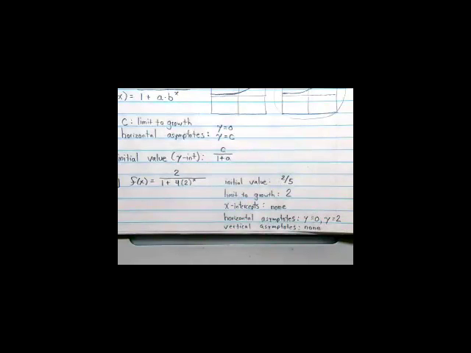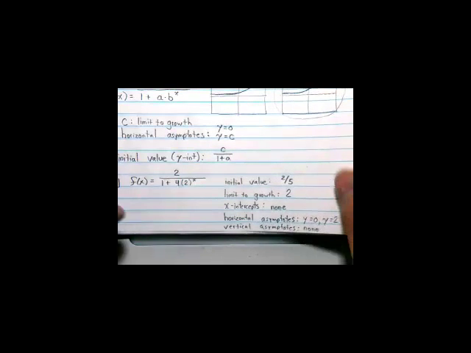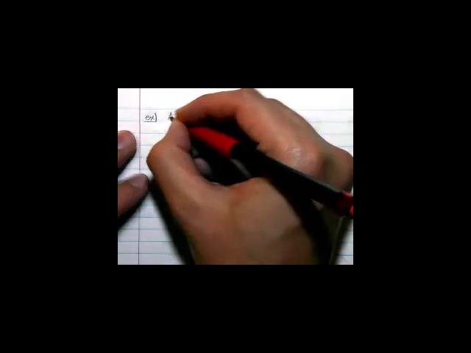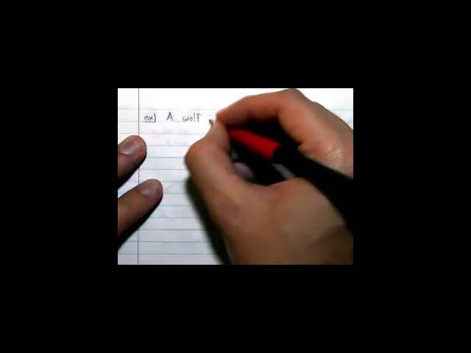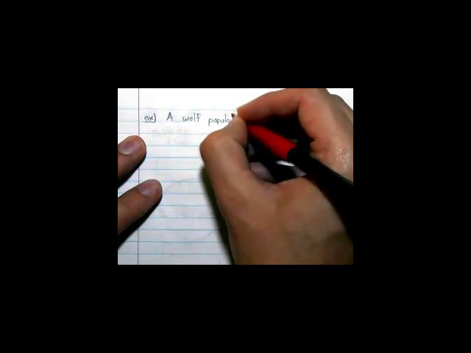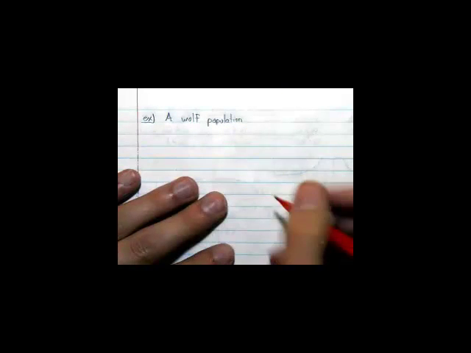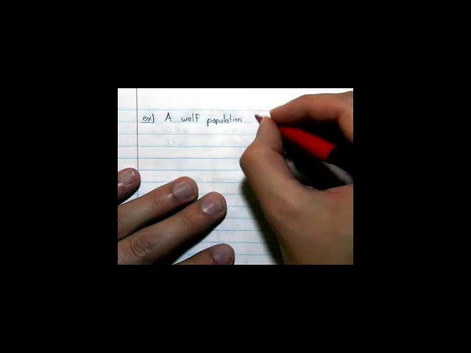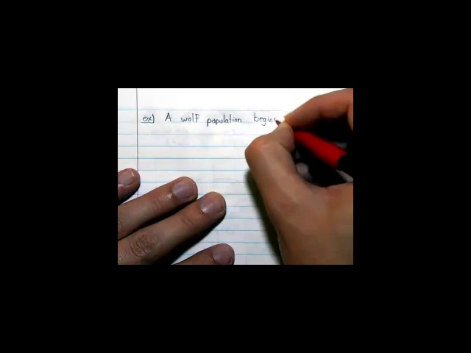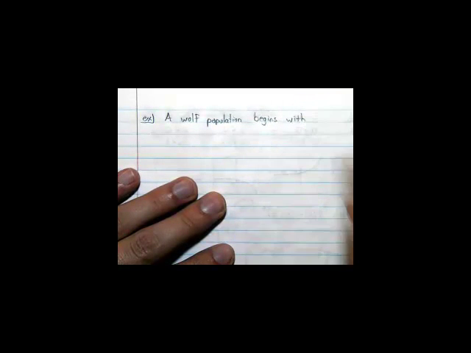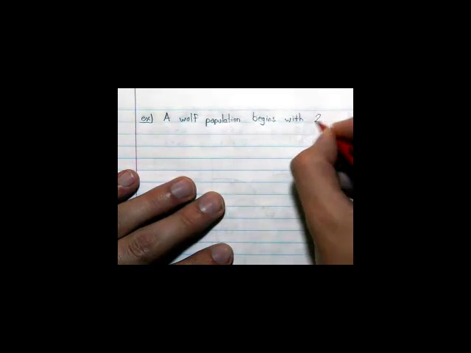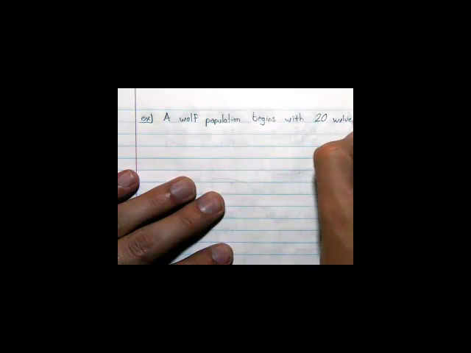All right, so can you go the other way with it then? If I give you some information about a population, can we make a logistic function? And if we can do that, then I'm going to be done. So let's say we got a wolf population. Begins with 20 wolves in a preserve.